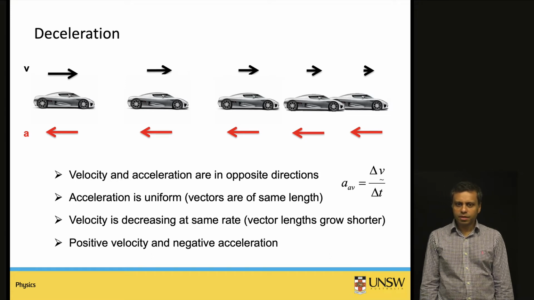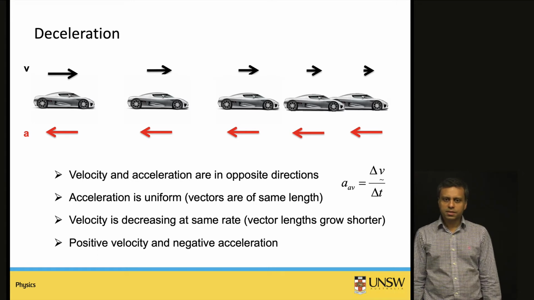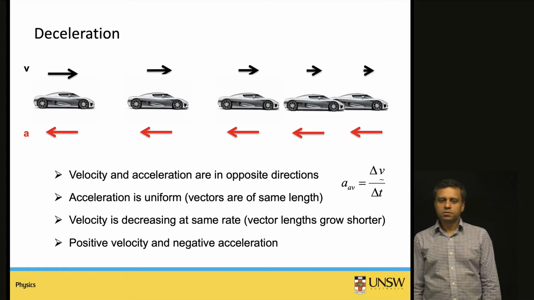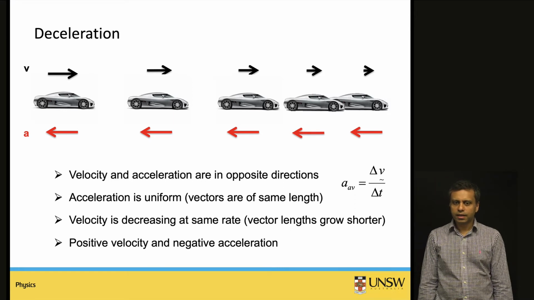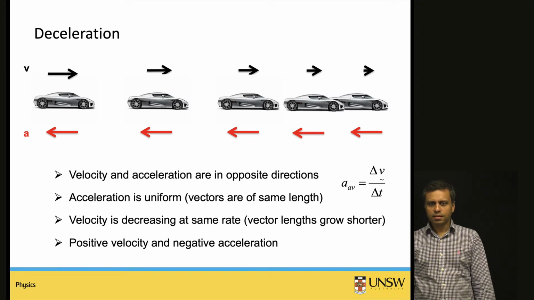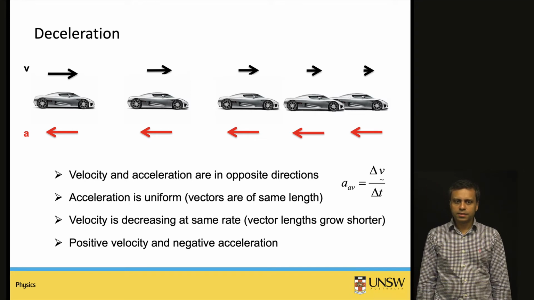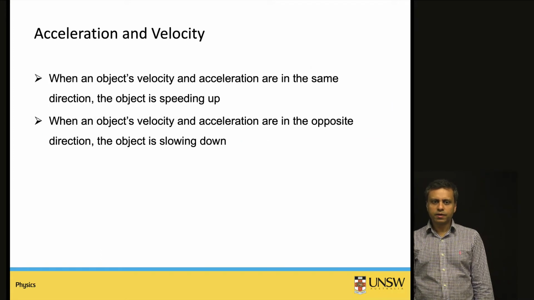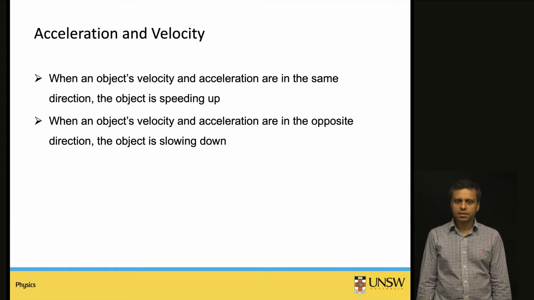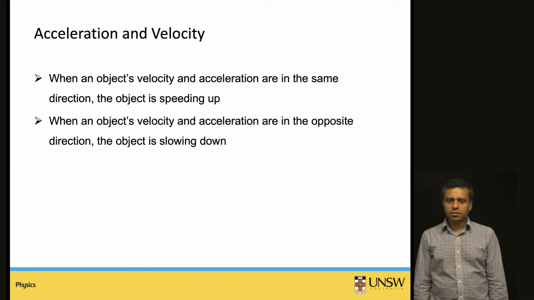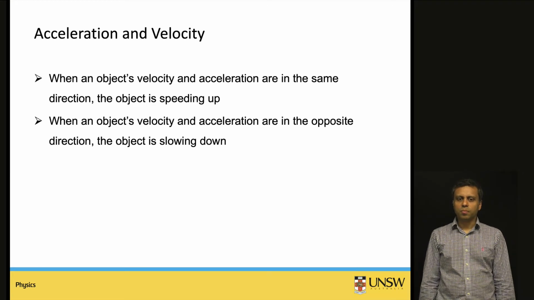And this makes sense from the definition also, that the average acceleration is delta v over delta t. Now the final velocity is actually smaller than the initial velocity, right? So v2 minus v1 gives us a negative quantity, and time is always positive, so the acceleration is actually negative in this case. So this is called deceleration, and as you see, as a result of the deceleration, the car is slowing down. So in general, when an object's velocity and acceleration are in the same direction, the object is speeding up, and when the velocity and acceleration are in the opposite direction, then the object is slowing down.